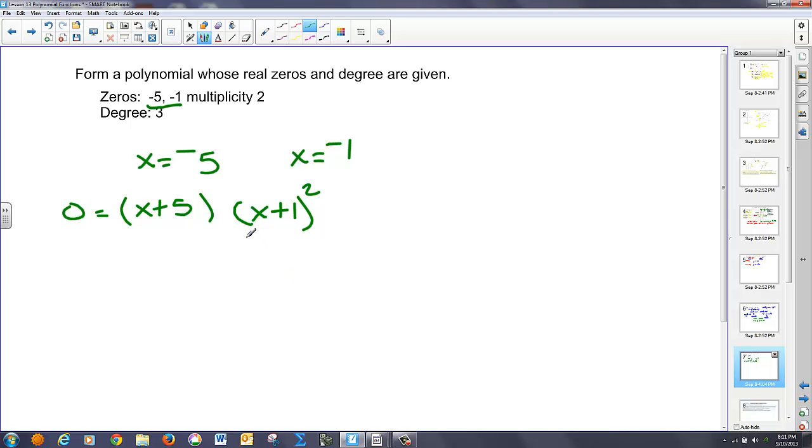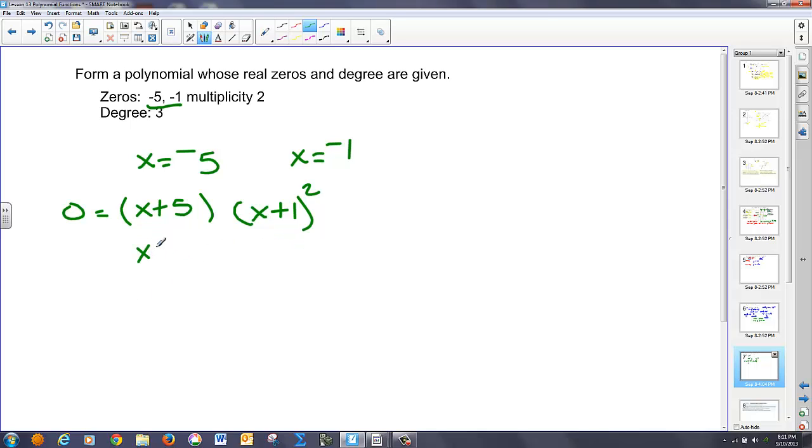And it says the degree of my entire polynomial is 3. So notice, this is going to yield an x squared. This is going to yield an x cubed. So this is my polynomial. Now what it doesn't say is what's the coefficient out in front. That we're not going to worry about. That can almost be any number. But this is the base of the polynomial.